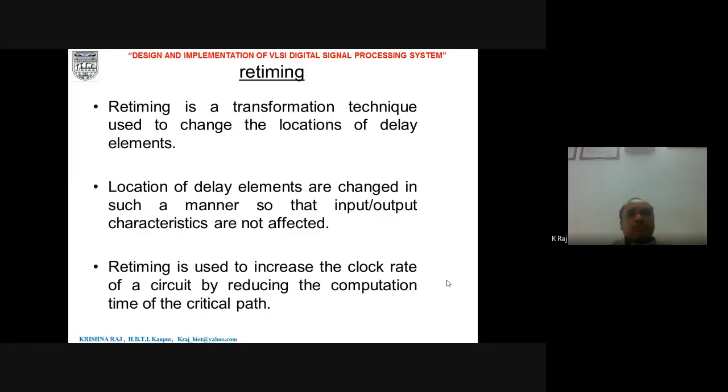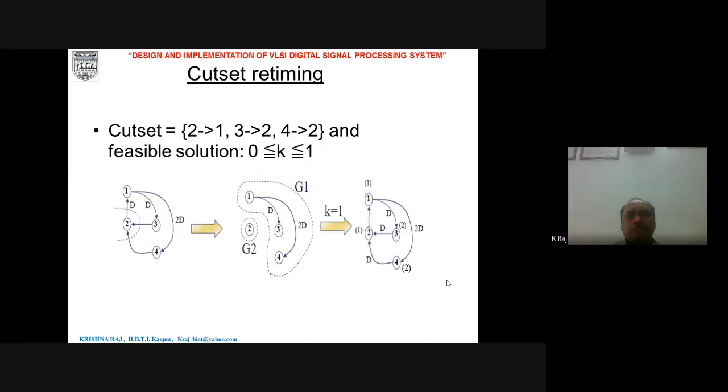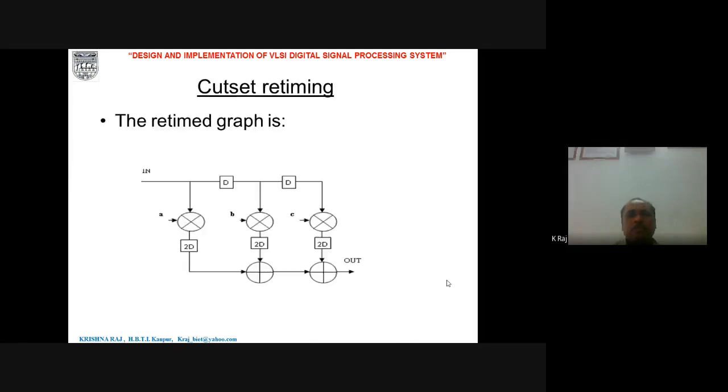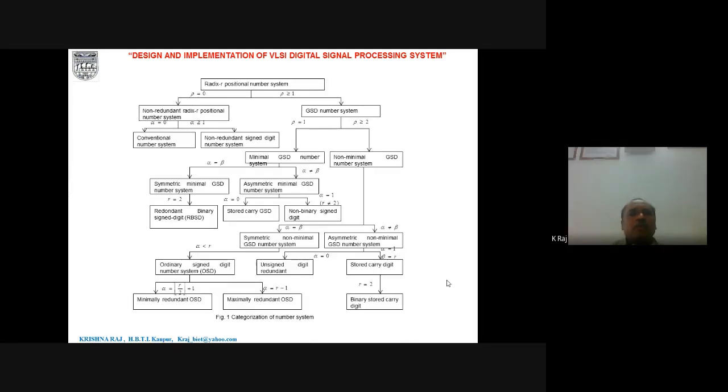Retiming is a transformation technique used to change the location of the delay elements, as we have discussed, and since it is not in your syllabus, we are just skipping this one here. One approach is, in this case, we have enhanced the performance of the algorithm. The second approach is we can enhance the performance of our execution unit, like the addition and the multiplication processing can be made faster here.